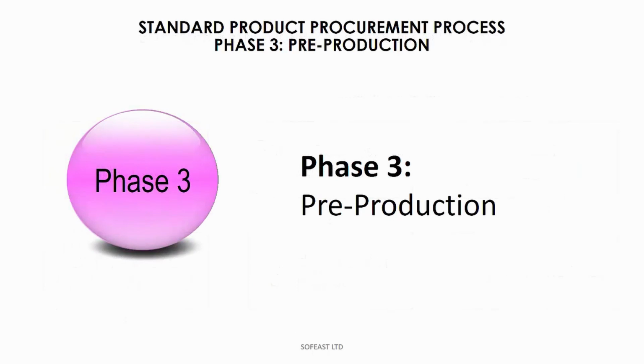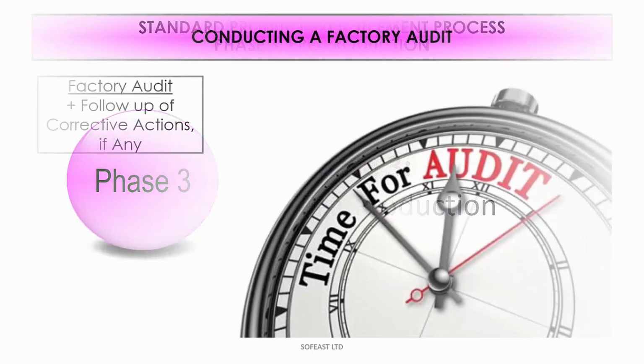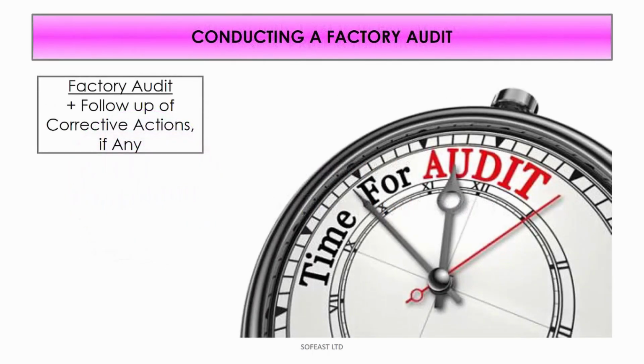Phase 3 is pre-production. Before you actually place orders and send money to a supplier, you should really try and understand who they are. And the best way to achieve this is through an on-site audit from a qualified third-party company. They will audit the supplier and provide you with a comprehensive report which you will be able to analyze and conclude if the supplier is worthy of dealing with or not.